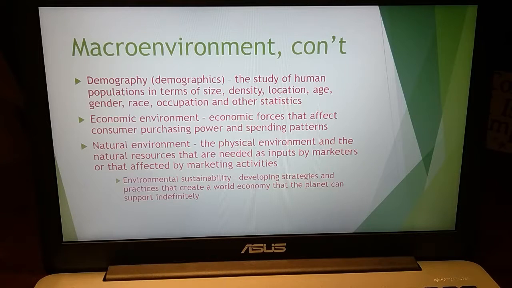You're either 66 or you're not 66. You're either 12 or not 12. You either live in a certain zip code or you don't live in a certain zip code. You're either of a certain race or not of a certain race. You either have a certain income or not have a certain income. You either have a certain educational level or not have an educational level. Demographics are really important to businesses and to marketers.